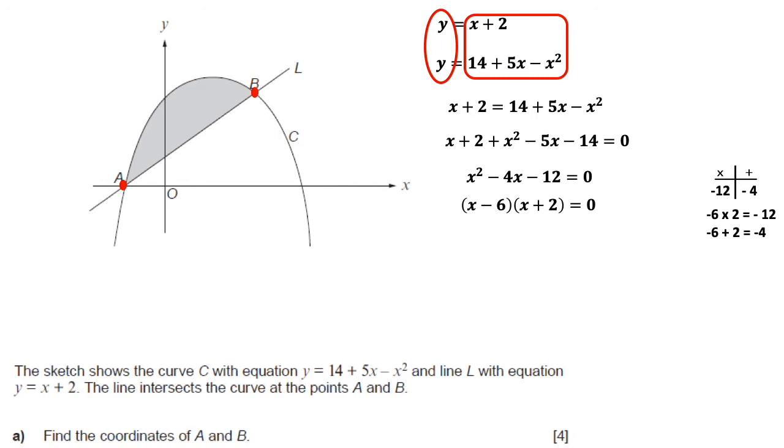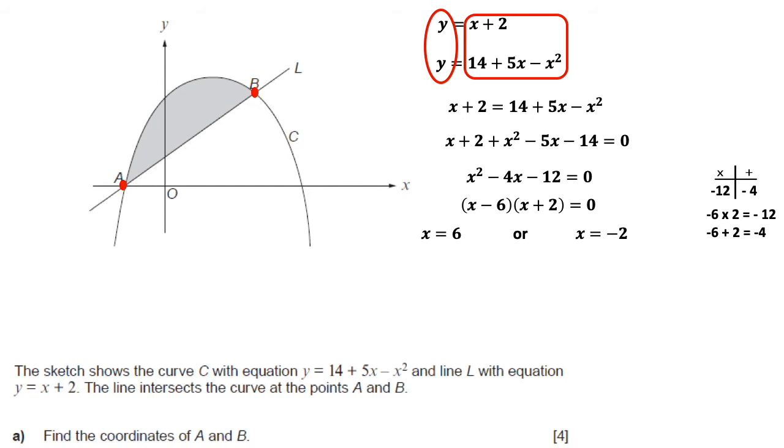The factorising therefore would be x minus 6 in one bracket and x plus 2 in the other bracket. So that means that x minus 6 multiplied by x plus 2 is equal to 0. This means that either x minus 6 is equal to 0 or x plus 2 is equal to 0, which would follow that x is equal to 6 or x is equal to minus 2.